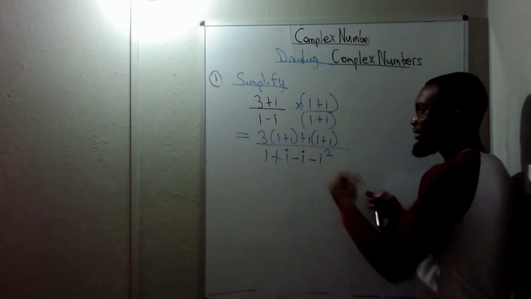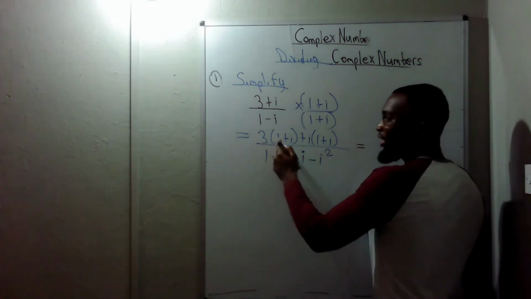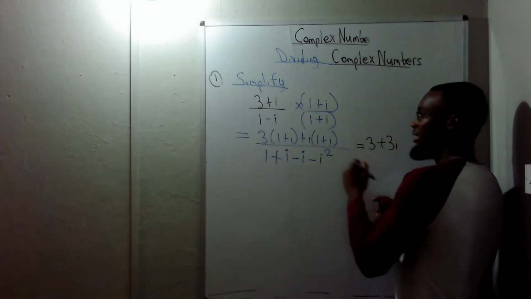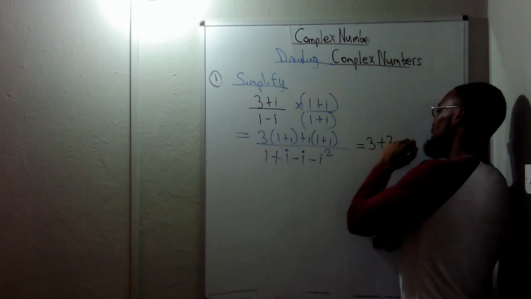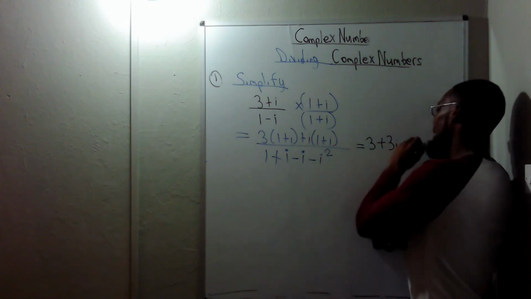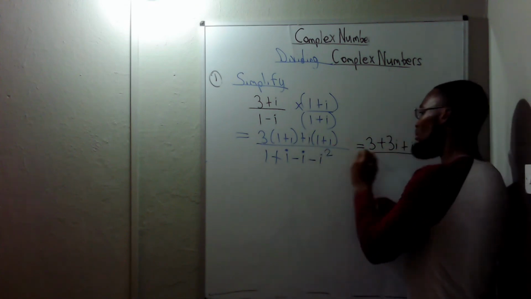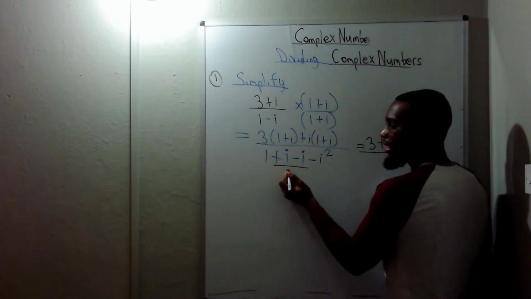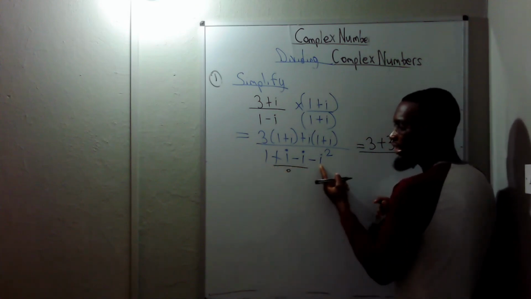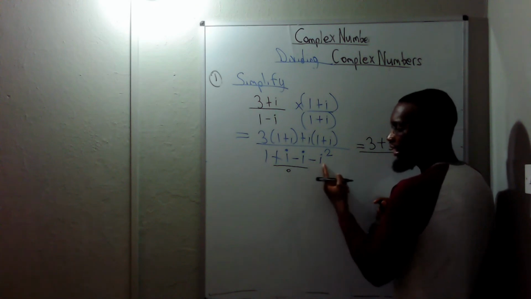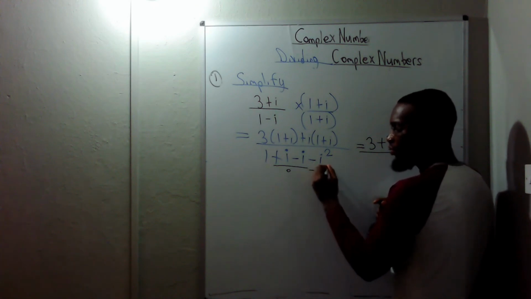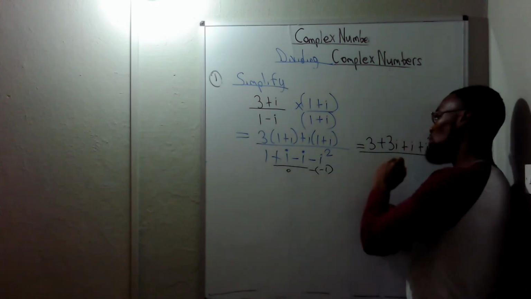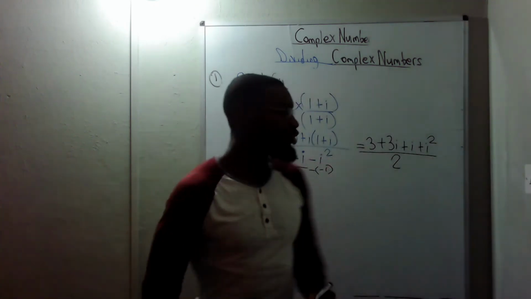Good. Expanding out the numerator, 3 times 1 is 3. 3 times i is 3i. i times 1 is i. i times i is i squared. Over, now the plus i and the minus i cancel, that part is 0. But i squared is negative 1. But minus negative 1, minus and minus become plus. 1 plus 1 is 2. So the denominator becomes 2.